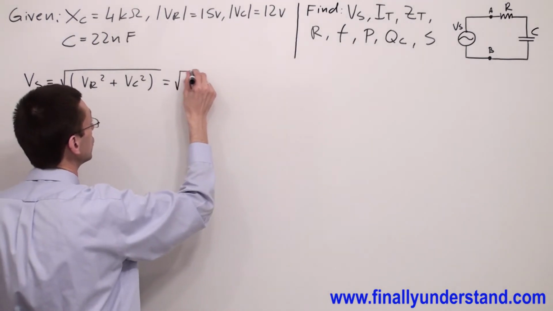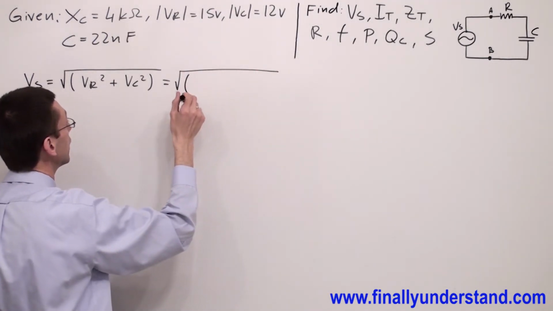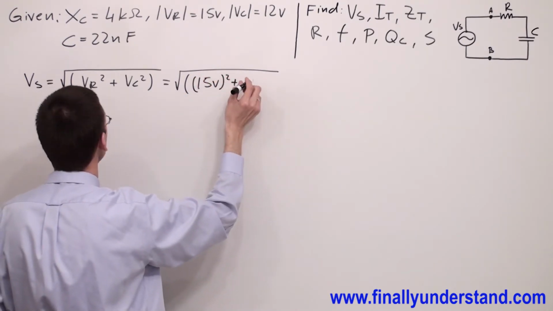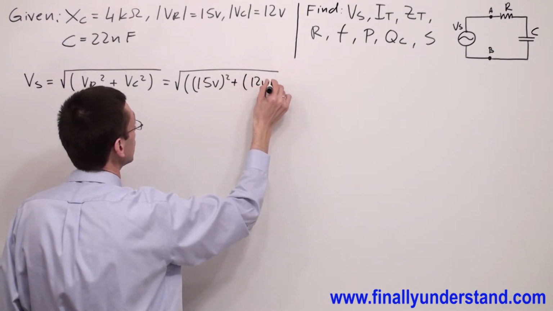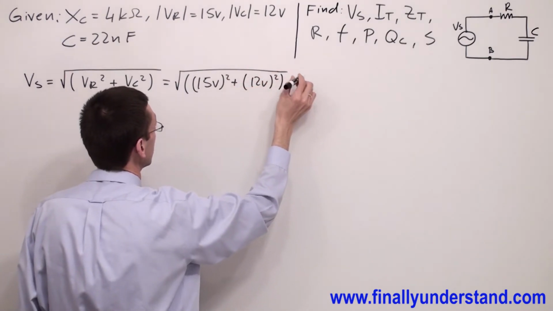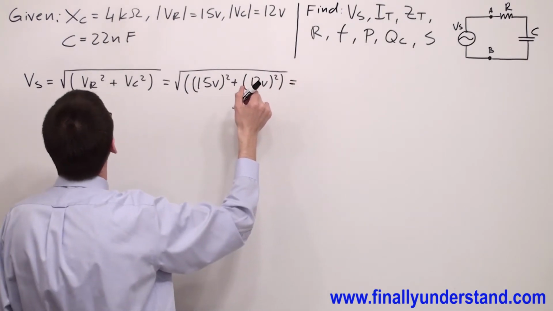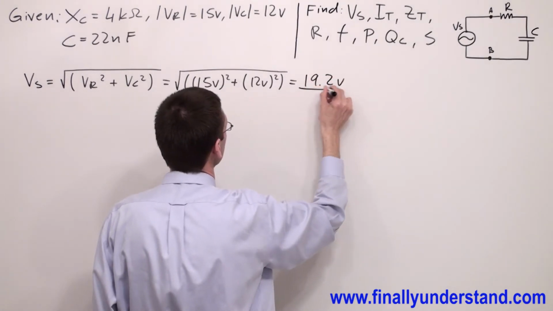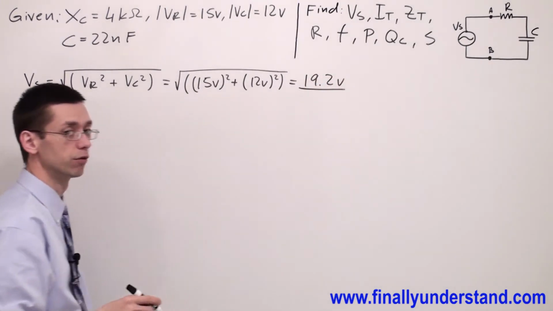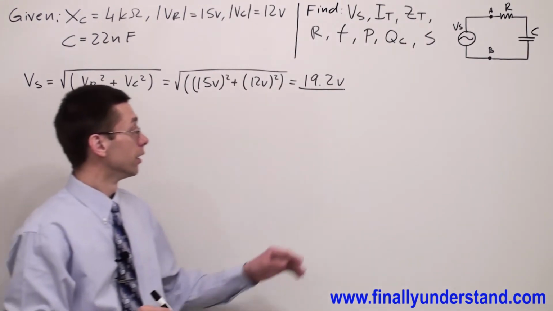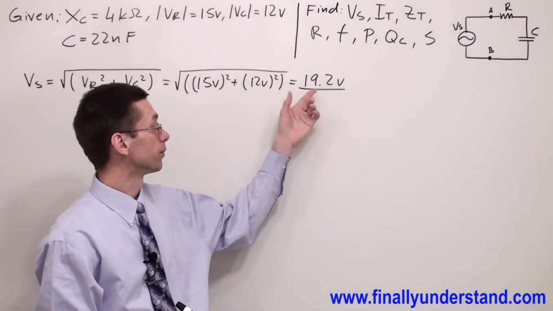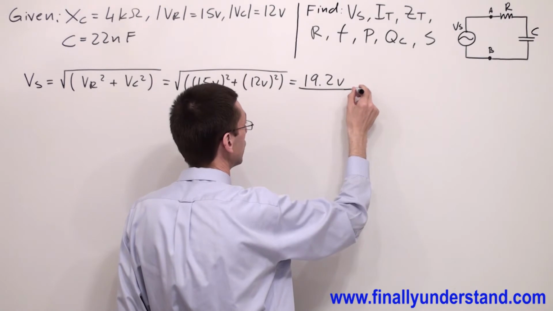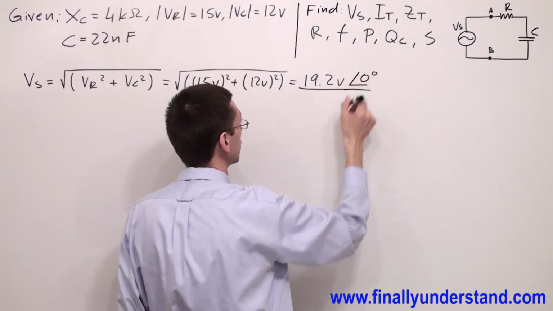So I have the square root of (15 volts to the second power plus 12 volts to the second power), which is equal to 19.2 volts. So this is the magnitude of my voltage source. I always try to have the voltage source with an angle of 0 degrees. That's why I'm going to write over here 0 degrees.